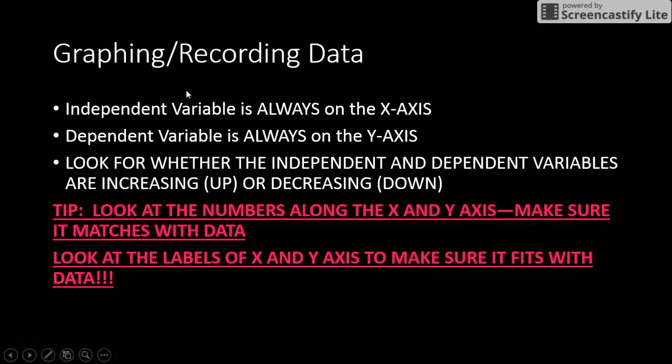We're going on to graphing and recording data. Go ahead and write these notes down. Independent variable is always on the x-axis. That is always the horizontal, the one on the bottom. Dependent variable is always on the y-axis, the one that goes up and down. Key things we're looking for. We want to know if the independent and dependent variables are increasing, going up, or decreasing, going down.